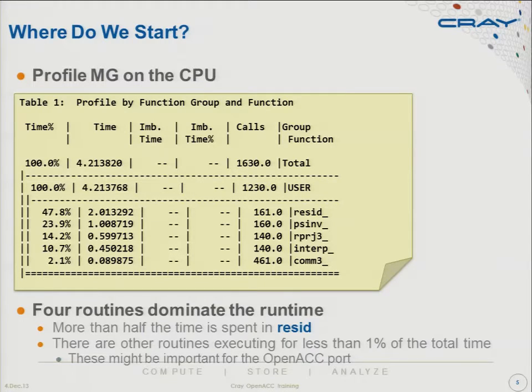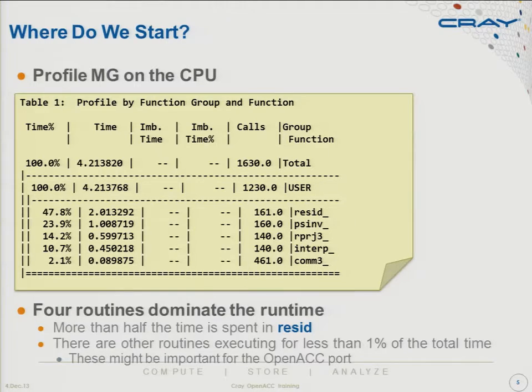So when you run it, you see that there are essentially 4 routines that dominate the runtime, with this proportion of the runtime. There are other routines that are executing, but they take less than 1% of the total time. When you do a PAT report, by default, anything taking less than 1% of the time isn't shown. There's a flag, minus capital T, if you want to see everything. The point is that insignificant routines can still be needed in an OpenACC port because you want to process data on the GPU all the time.